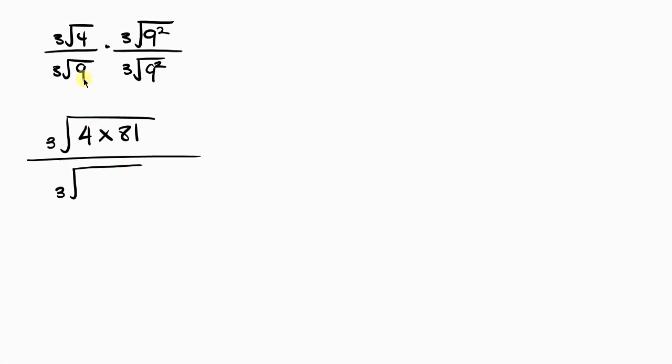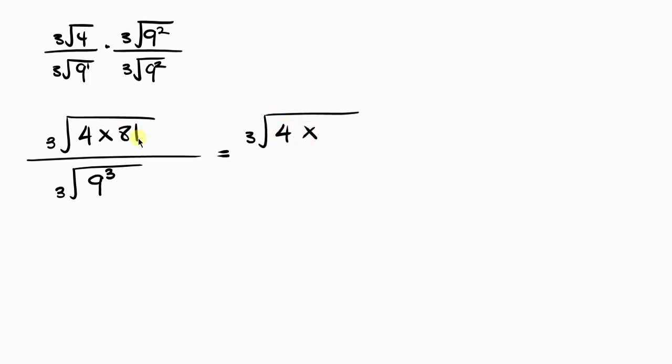And then notice that the base here is 9. The base here is also 9. So we're going to be applying a property of indices, which says if the bases are the same, which is 9, and they are multiplying, you add the powers. So the power here is 1. So 1 plus 2 gives 3. So this can be simplified into the cube root of 4 times.